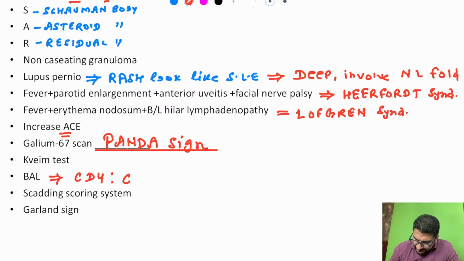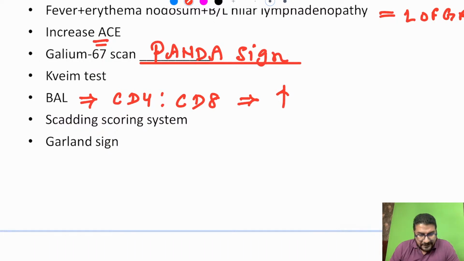You will find the CD4 to CD8 ratio is increased. देखो HIV में ये रेशियो कम होता है, यहाँ पर बढ़ रहा है. Then we can have a scoring system based on X-ray. स्कोरिंग सिस्टम का नाम होता है Scadding scoring system, and you can see involvement of lymph node in the X-ray. उसको बोलते हैं Garland sign.